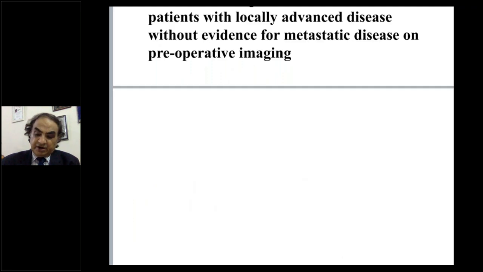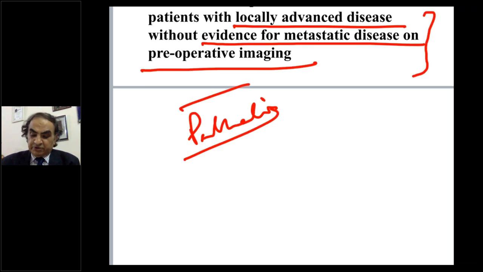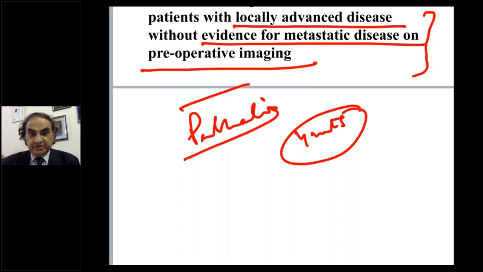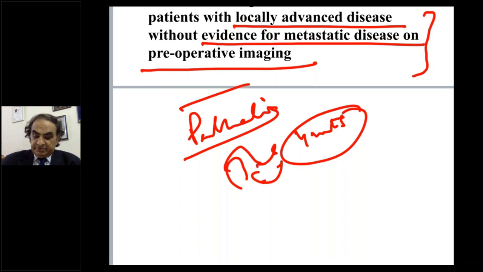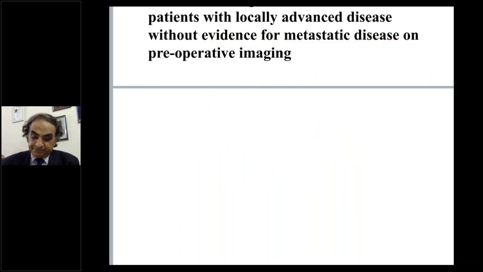The other indications are, they already are locally advanced, so we look for metastatic disease or not, so that you can plan a palliation. Because you know what is the basic requirement for palliation in pancreatic cancer? At least 4 months of survival should be assumed before you do bypasses, because there's no point treating the patient with aggressive treatment when the patient is not going to live that long, and that's where it can be useful.